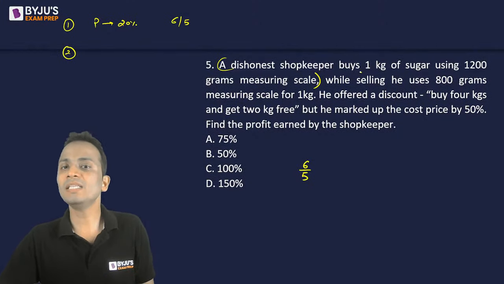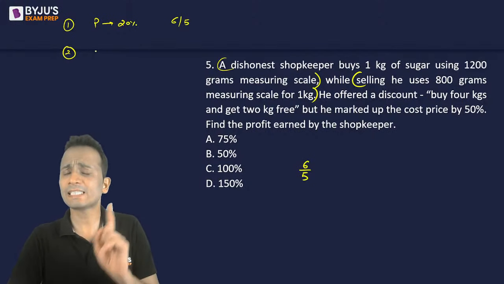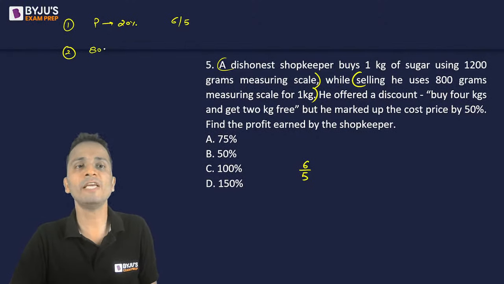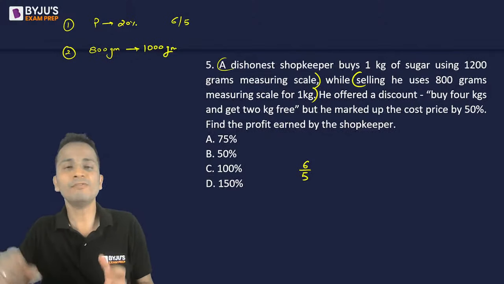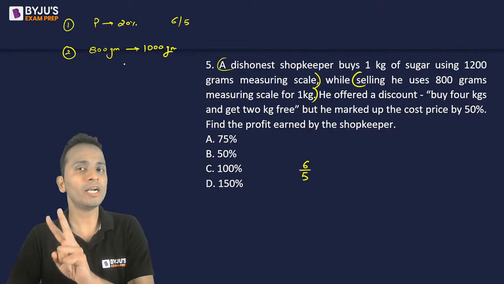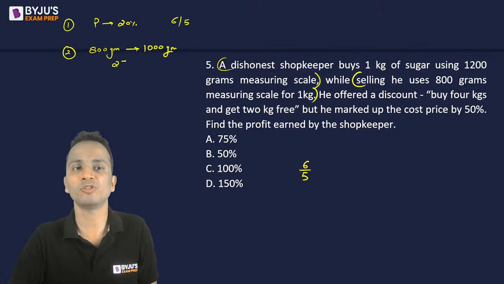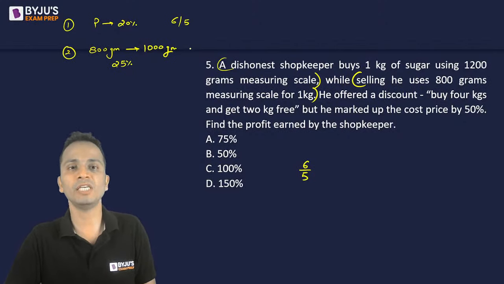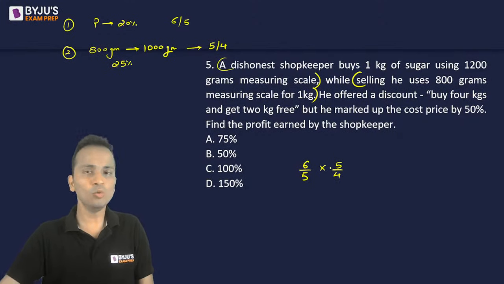Second case, while selling, he uses an 800 gram measuring scale instead of 1 kg. So instead of 1 kg, he is giving 800 grams. So for every 800 grams that he sold, he takes the money for 1000 grams. So 800 grams is the actual quantity, but he's taking money for 1000 grams. That means he is having 25% extra. 200 grams extra के पैसे ले रहा है on every 800 grams. So 200 on 800 is 25 percent. So the next effect is 25 percent, because of which his selling price will be 5 by 4 of the cost price. So I'll multiply this effect with 5 by 4. Two effects are done.